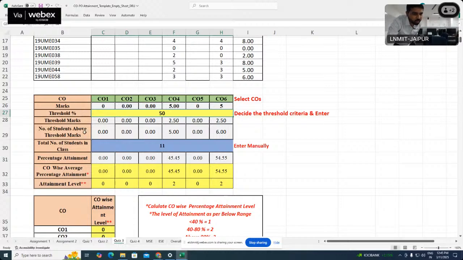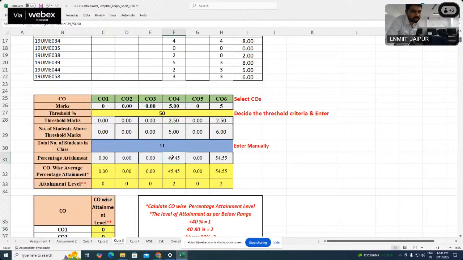Number of students above this threshold mark. So some formula is placed here. COUNTIF: if this cell value is greater than our criteria, this is the criteria 2.5, then it will provide us the attainment. So 5 students are above this 2.5 threshold value.